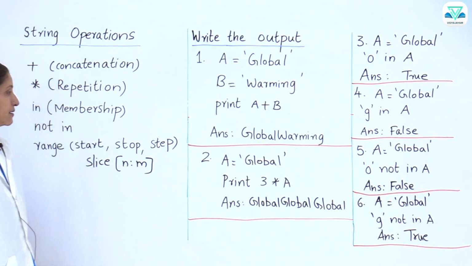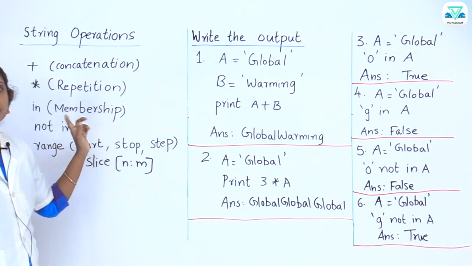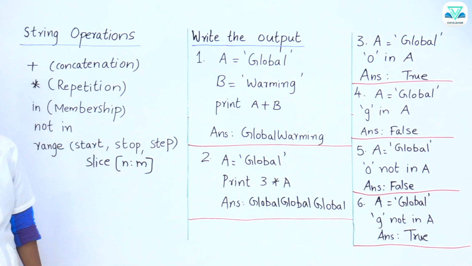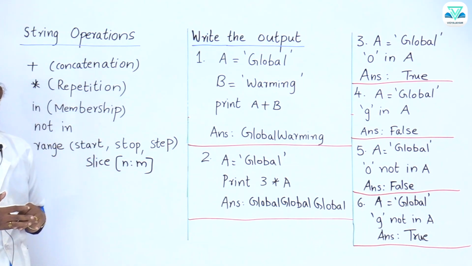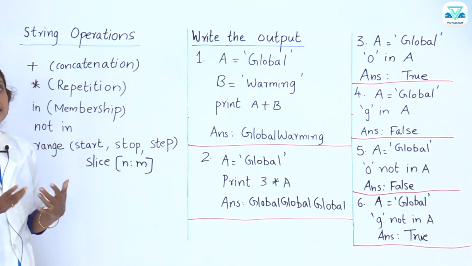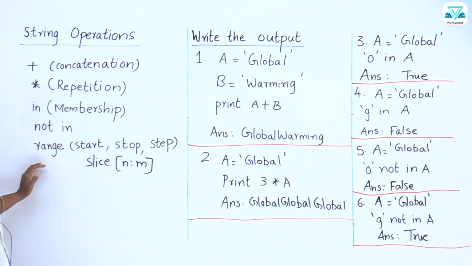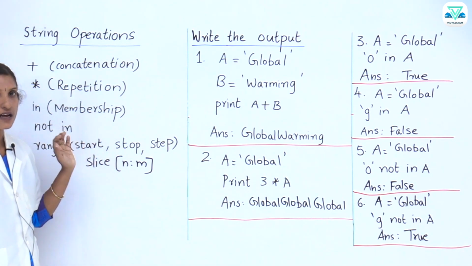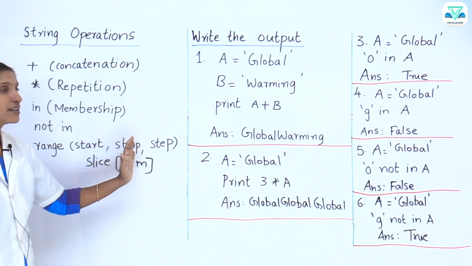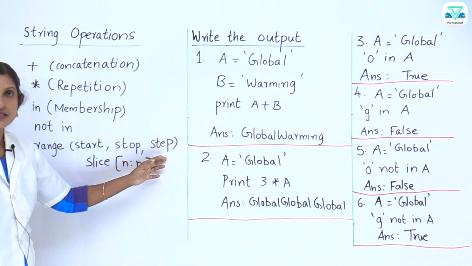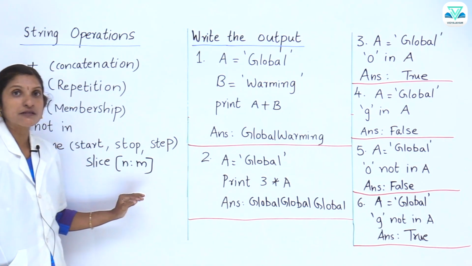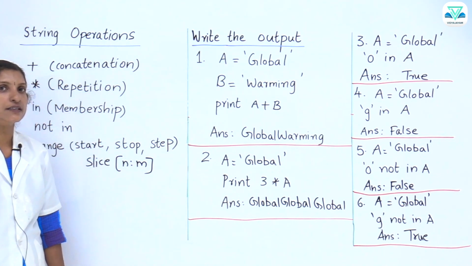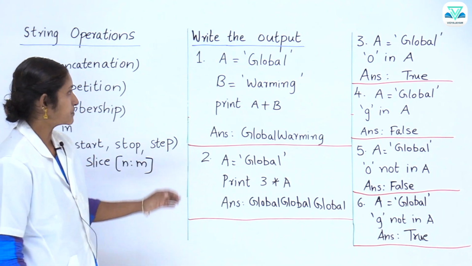The membership operator is in, which helps us to check whether a particular letter is present in a string or not. Not in, similar to in, is also checking whether that particular letter is present or not. Range: we are able to present the range starting, then we can check till the stop. With the help of the step, we are able to increment. Then comes slicing. We are able to slice a particular set of letters from a particular word.